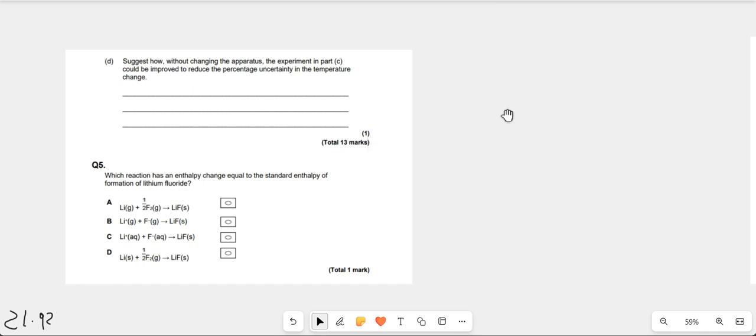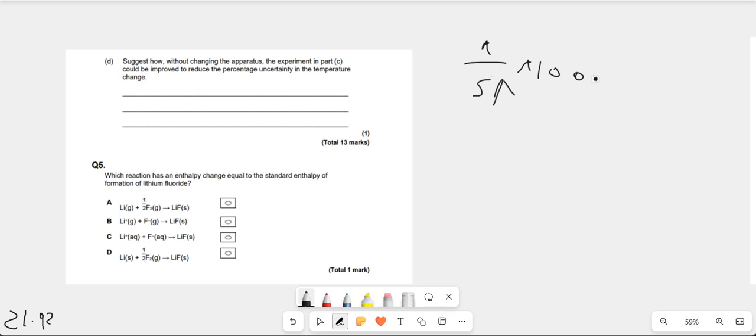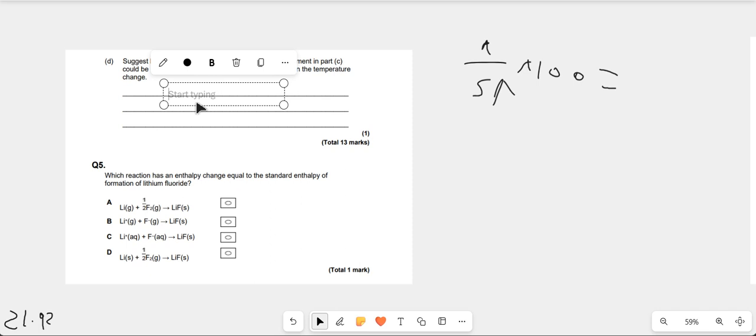Next question: without changing the apparatus, how could the part in C be improved by reducing the percentage uncertainty? So, percentage uncertainty. Listen to this. Percentage uncertainty is the absolute uncertainty divided by the value you measured, times 100. So if I'm going to decrease the percentage uncertainty, then what do I need to do? I need to increase the value you measured, to decrease the overall result. Because if I increase that, it's going to be dividing by a higher number, so it'll be a lower number in the output. So essentially what I need to do here is just increase the concentration.